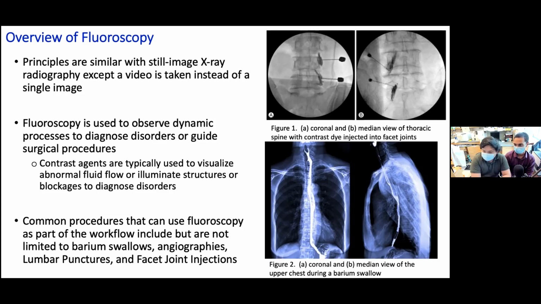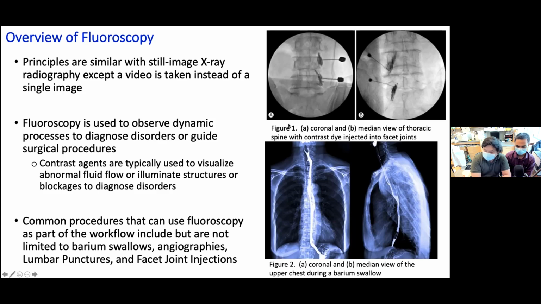Over here, we see common procedures that use fluoroscopy as part of the workflow. That includes, in Figure 2, the barium swallow, where a patient is asked to swallow a cup of barium sulfate solution. This allows the doctor to observe any blockages or structural abnormalities in the esophagus of the patient.